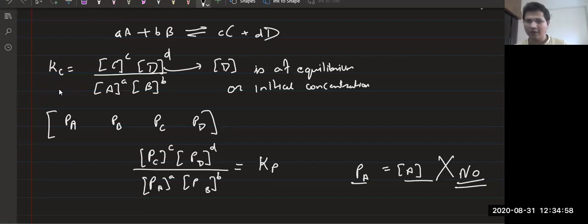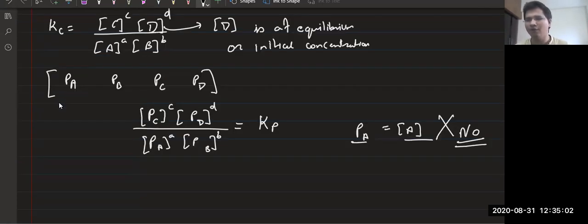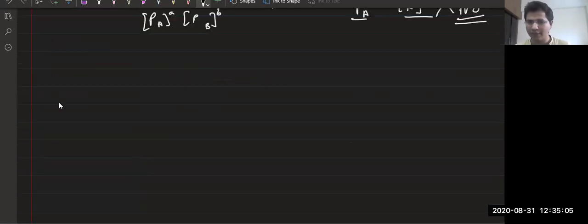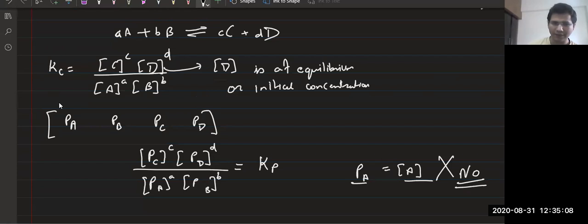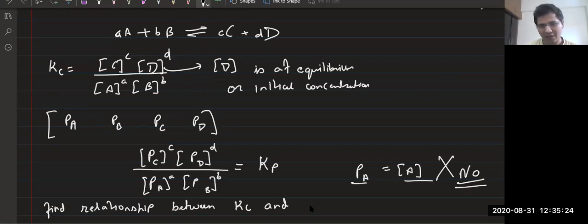Now I give you a small class work. I will give you 2 minutes. I hope all of you have observed this. Find the relationship between Kc and Kp. Everyone, find the relationship between Kc and Kp. I'm giving you 2 minutes. Just try. Okay, everyone, I guess you have tried something. So let's see.